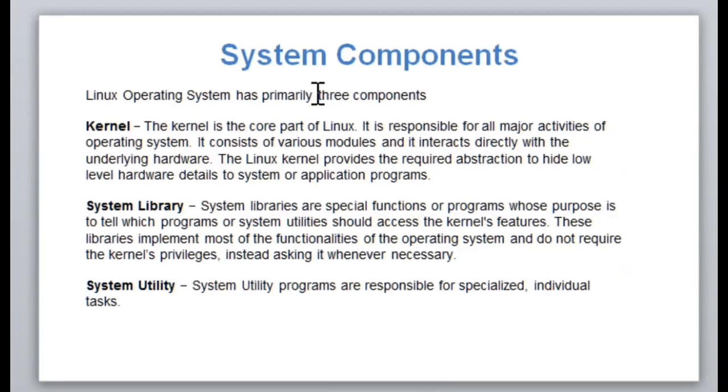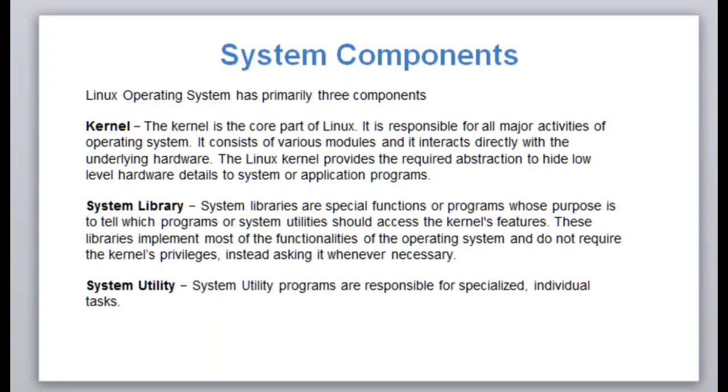Let's go ahead and talk about the system components of a Linux operating system. There are primarily three components. First off is going to be your kernel. The kernel is the core part of Linux that is responsible for all major activities of the operating system. It consists of various modules and interacts directly with the underlying hardware. The Linux kernel provides the required abstraction to hide low-level hardware details from the system or application programs.